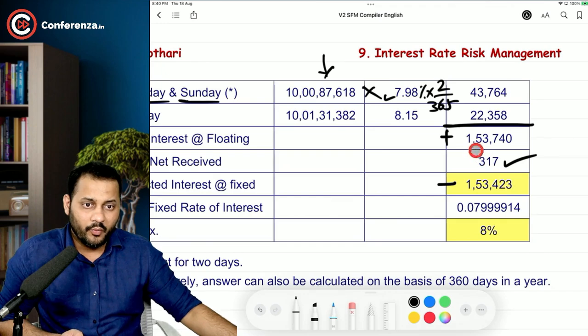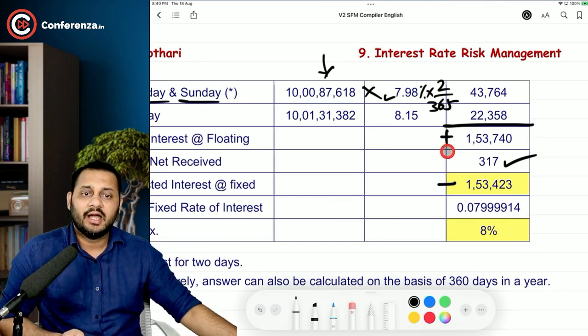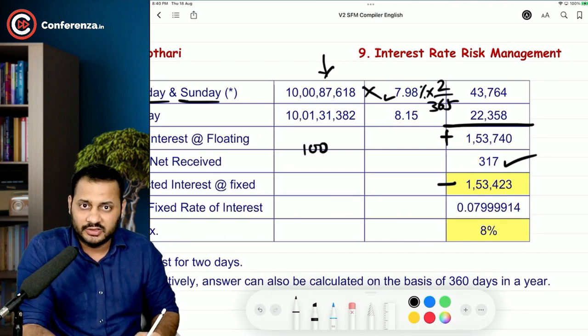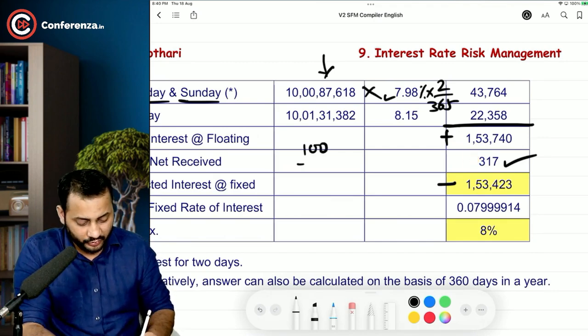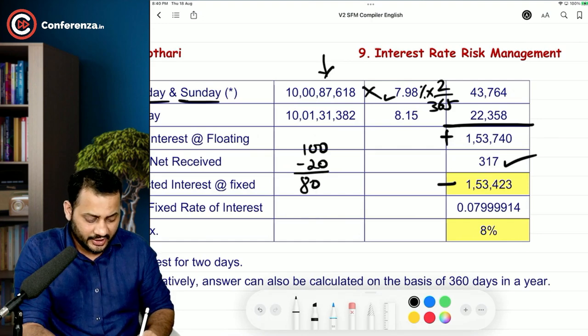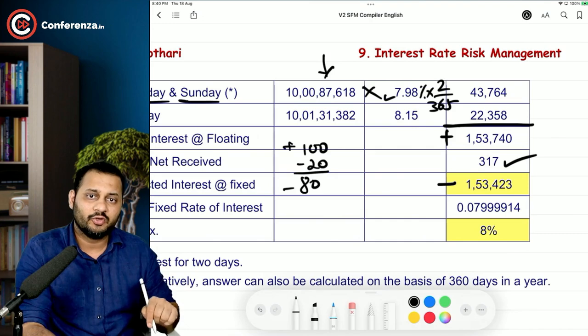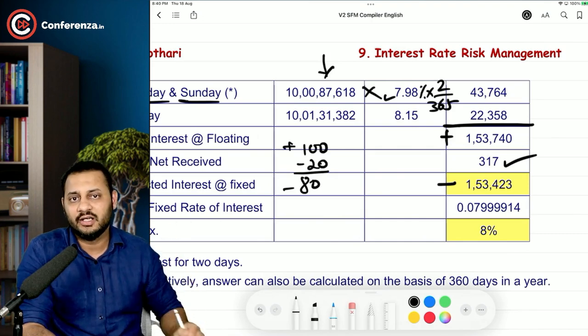We were about to receive this much, but we received only this much. Let's say, for example, 100 rupees is something that you should receive, but you only received 20 rupees. Why? Because 80 was your payable amount. 100 was receivable, 80 was payable, and then only 20 is received. Then only you will receive 20 when 80 is payable.